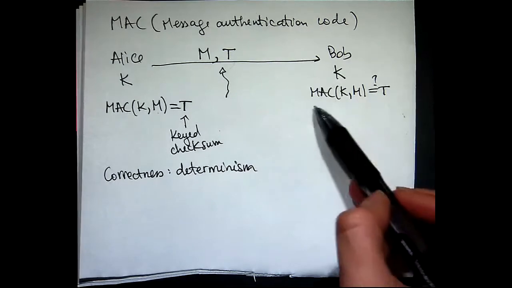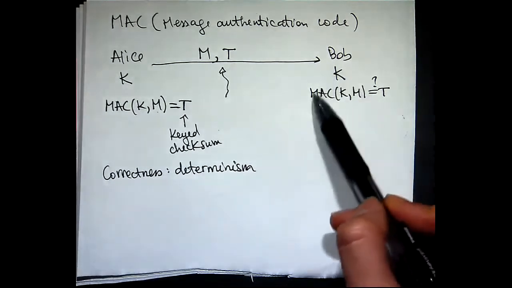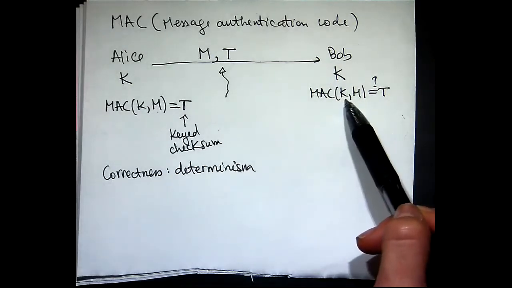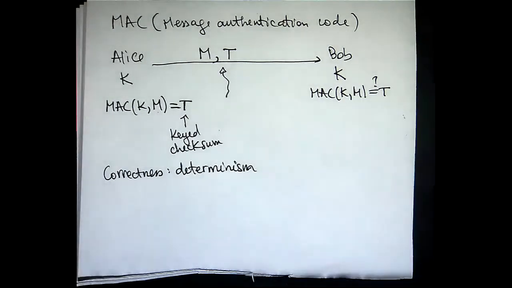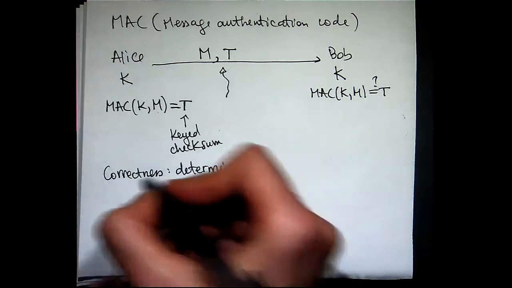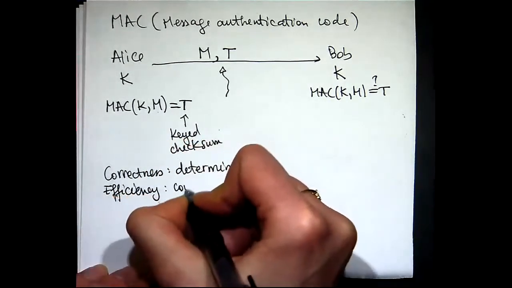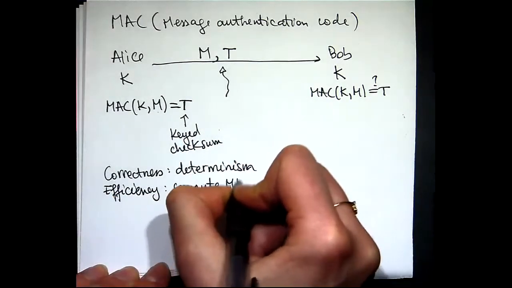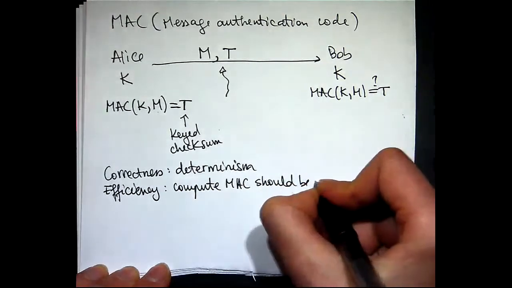Exactly. If this MAC were not deterministic, then when Bob tries to check the MAC and recomputes the MAC for the key K and the message M, he might get a different value that won't match the tag from Alice, and then he'll say, oh, there was a corruption when there wasn't. So determinism is important for correctness. Then, of course, there's efficiency, namely computing the MAC should be efficient, should be polynomial time.